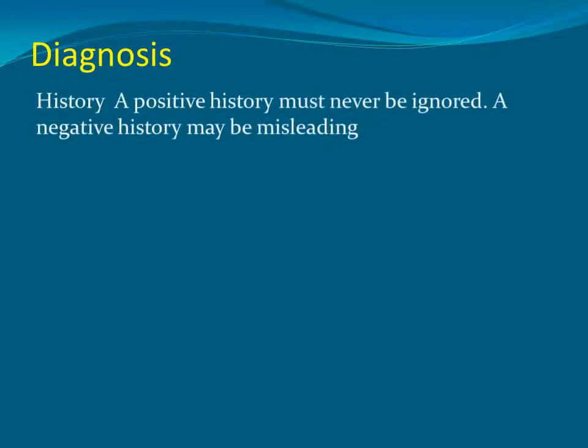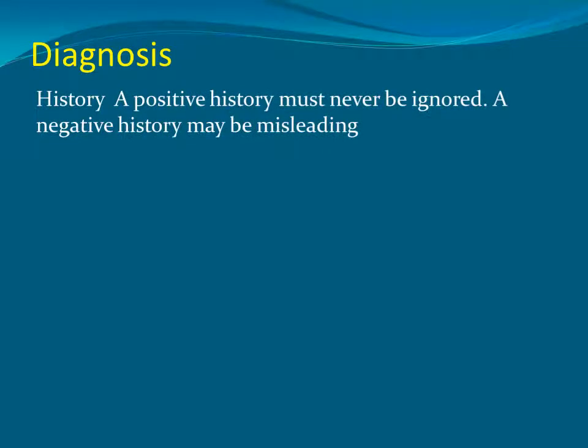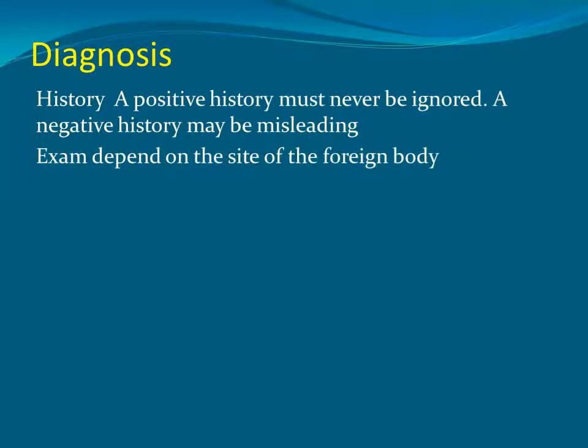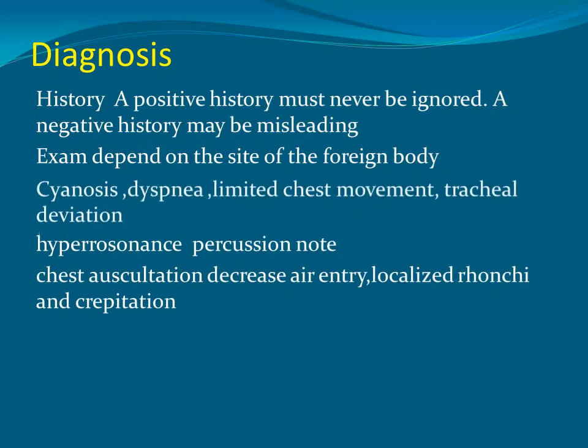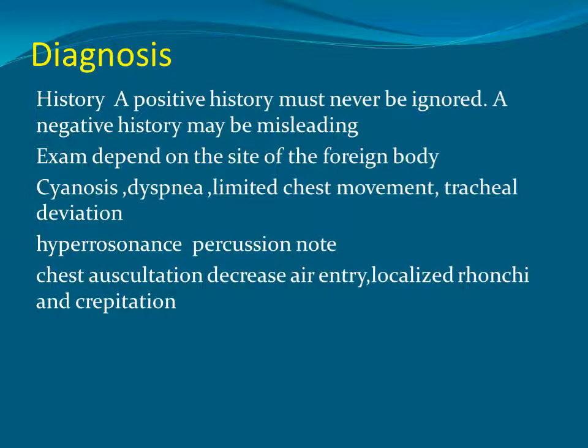How can we diagnose foreign body inhalation? The most important is the history. A positive history must never be ignored. If the family says to you that my baby choked, it strongly suggests it. A negative history may be misleading. If you suspect foreign body, you should check the baby properly. Examination depends on the site of the foreign body. He may get cyanosis, dyspnea, limited chest movement, tracheal deviation. So all can be found in a patient with a foreign body.